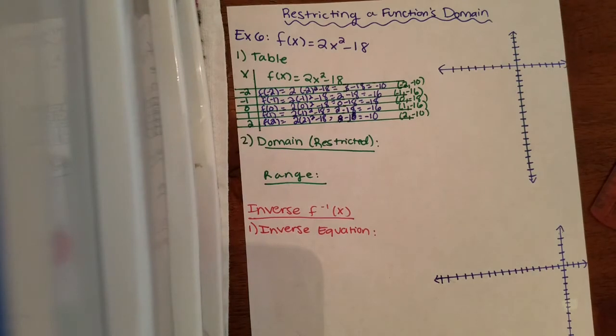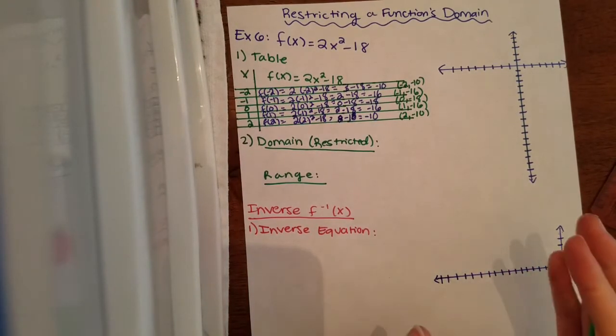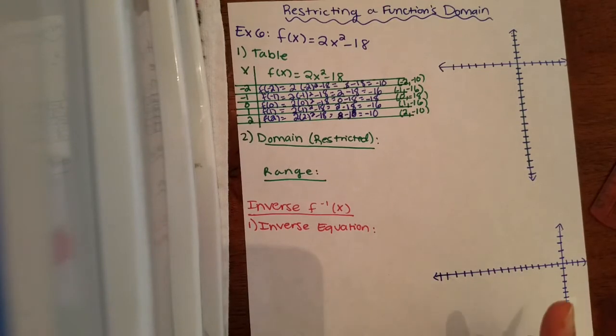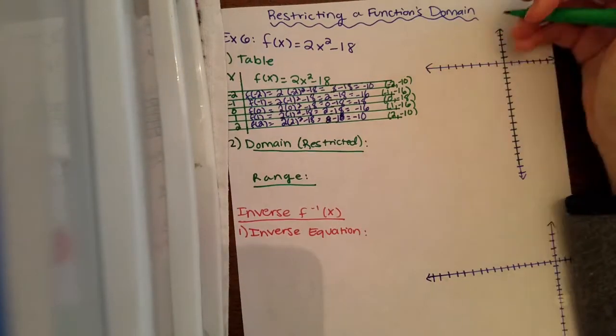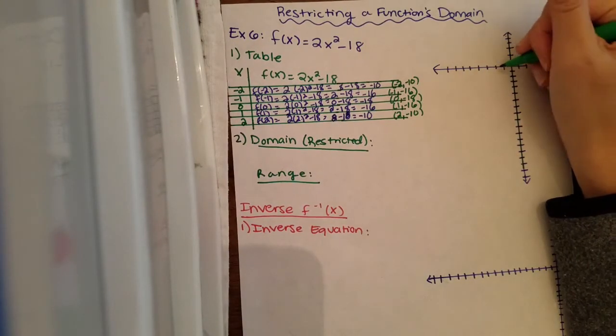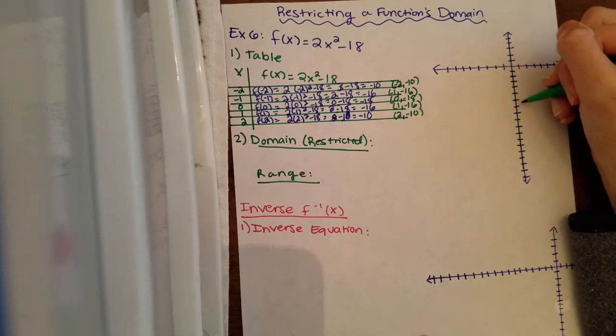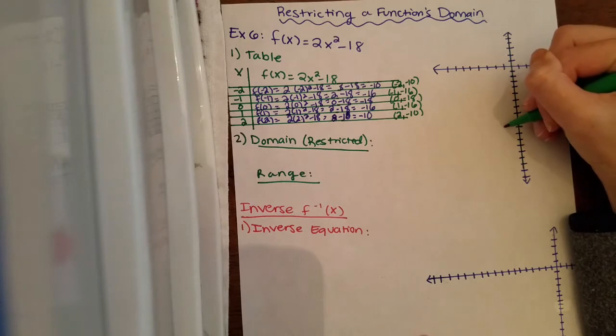Alright guys, let's get our original function graphed, and then we have to decide which part of the function we are going to leave on the graph and which part we are going to restrict to make sure that our inverse will be a function. My first point's at -2, -10. So -2, down 1, 2, 3, 4, 5, 6, 7, 8, 9, 10. So about right there.